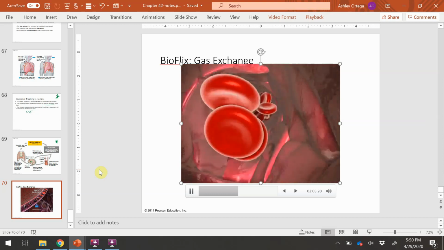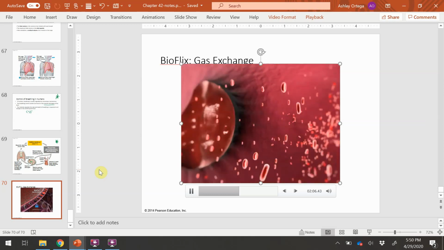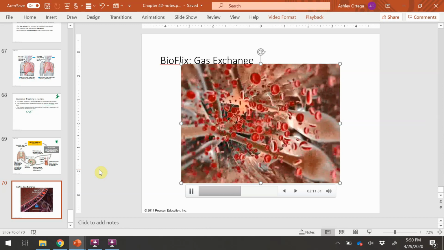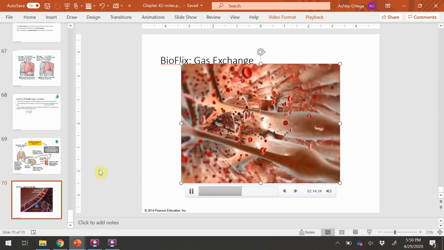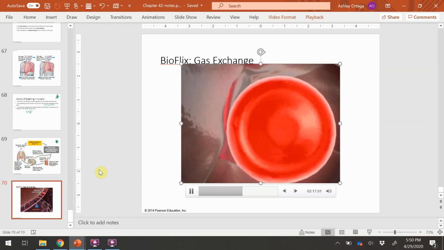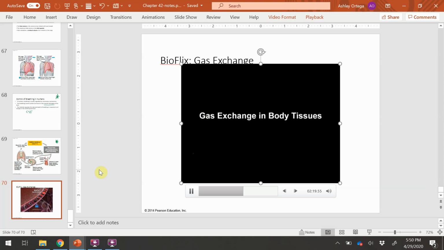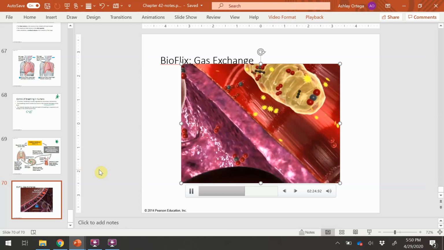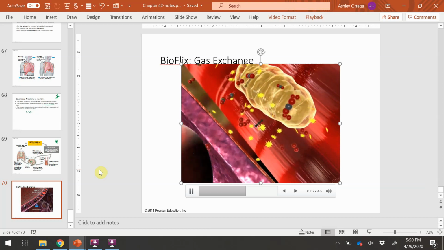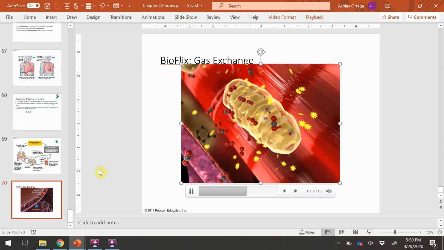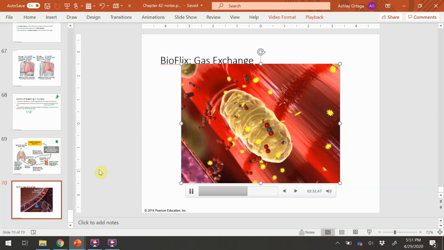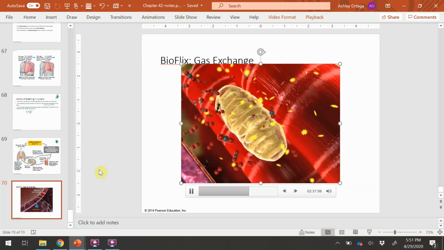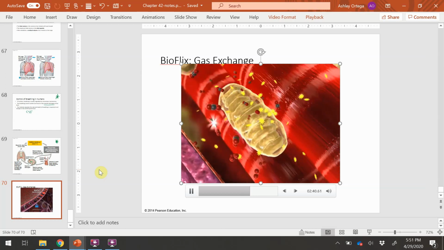Oxygen-rich blood flows from the lungs to the heart, which pumps this blood to capillaries all over the body. Here, we see oxygen diffusing from a capillary's red blood cells into a muscle cell. Oxygen is used by the cell's mitochondria to produce ATP during cellular respiration. Carbon dioxide is released. How does carbon dioxide leave the body?